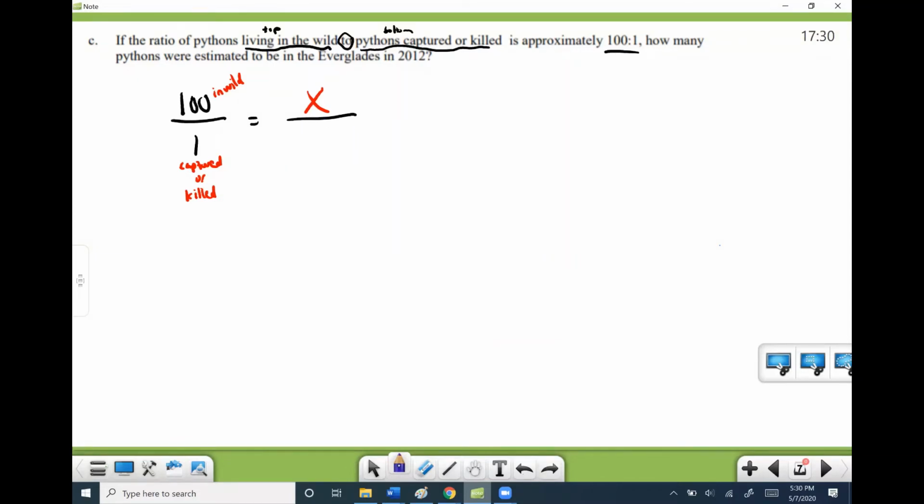Okay, so let me label them again. This is going to be in the wild in 2012. This is going to be captured or killed in 2012. Well, how am I going to figure out how many pythons were captured or killed in 2012? I think we created a formula for that. This is a formula that models how many pythons were captured or killed. So I just need to figure out T. T is going to be 2012 minus 1995.